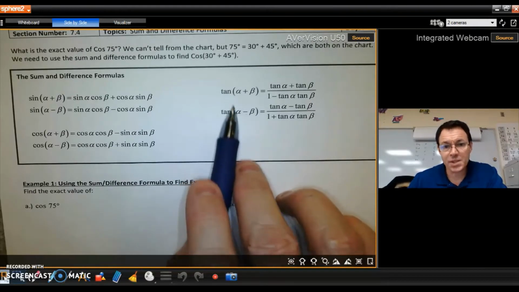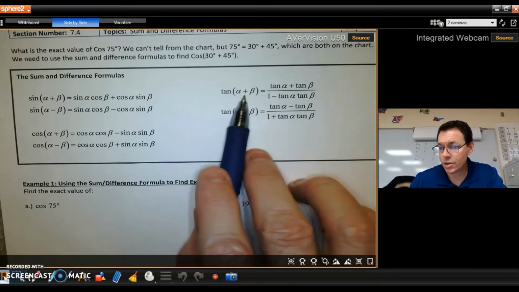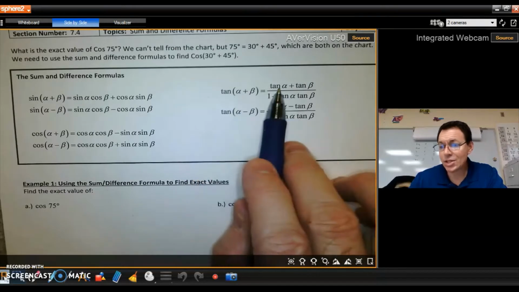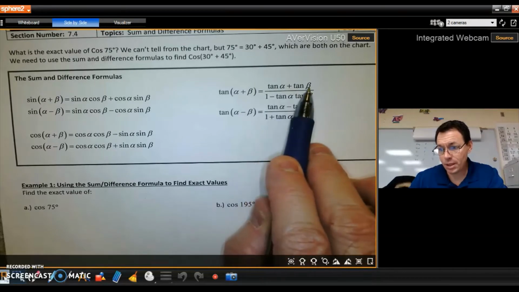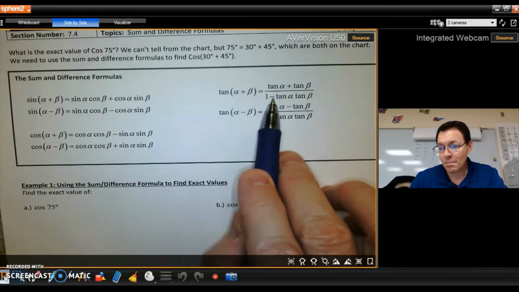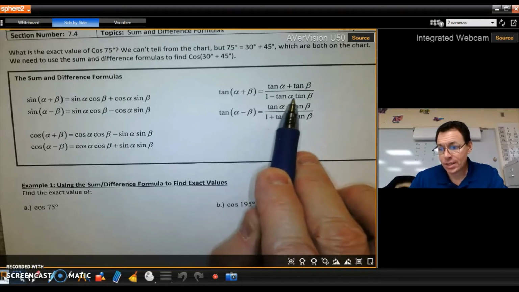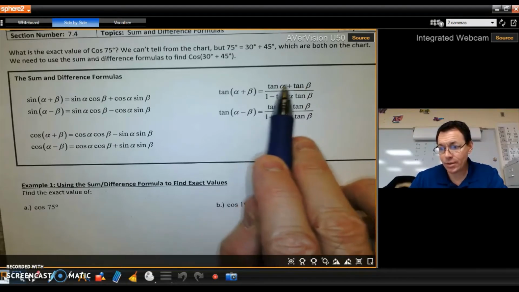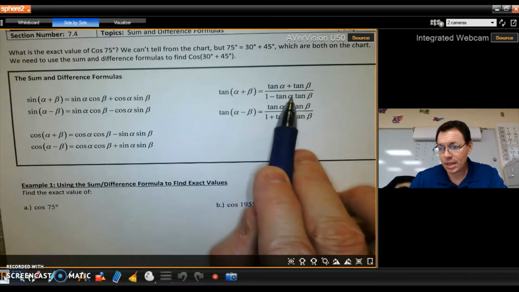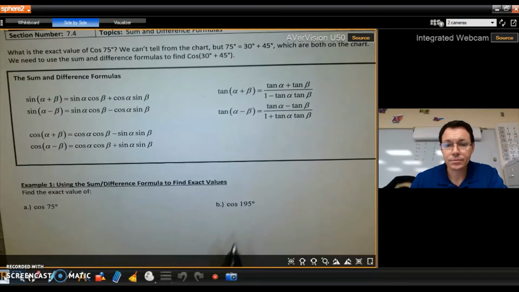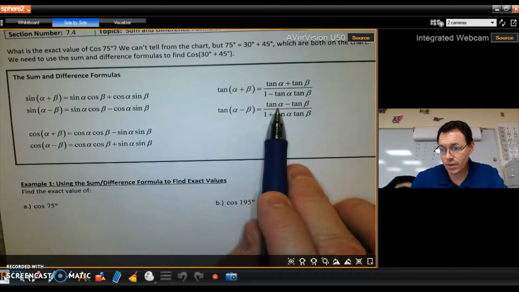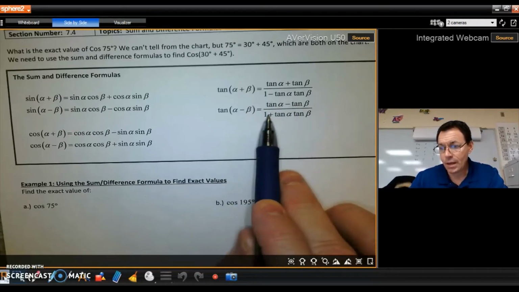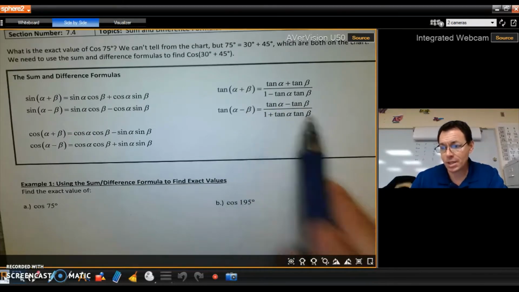And then the two tangent formulas. The tangent formulas kind of start off the way you think they should. The tangent of A plus B is a fraction: the tangent of A plus the tangent of B, over 1 minus the tangent of A times the tangent of B. These same two values in the numerator are down here in the denominator, except they're multiplying each other instead of adding together. The tangent of A minus B, an angle minus another angle, is the tangent of A minus the tangent of B, over 1 plus the tangent of A times the tangent of B.